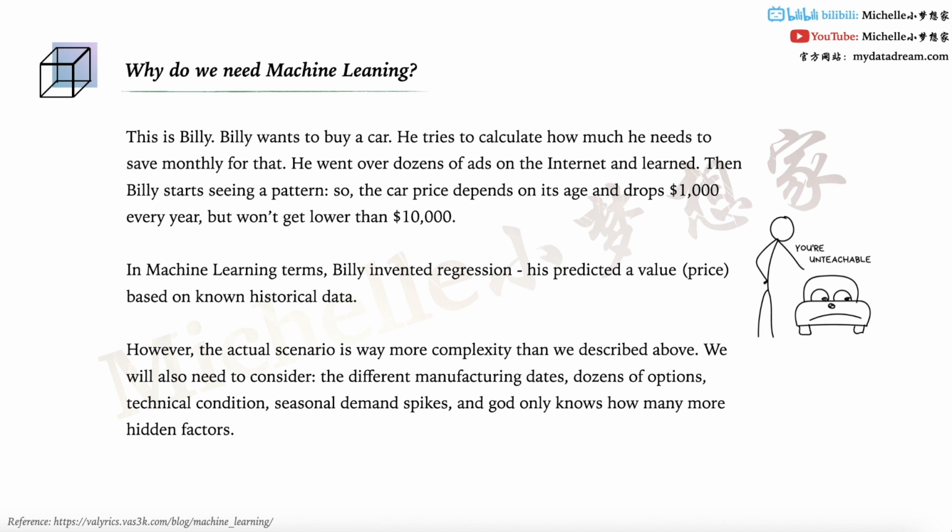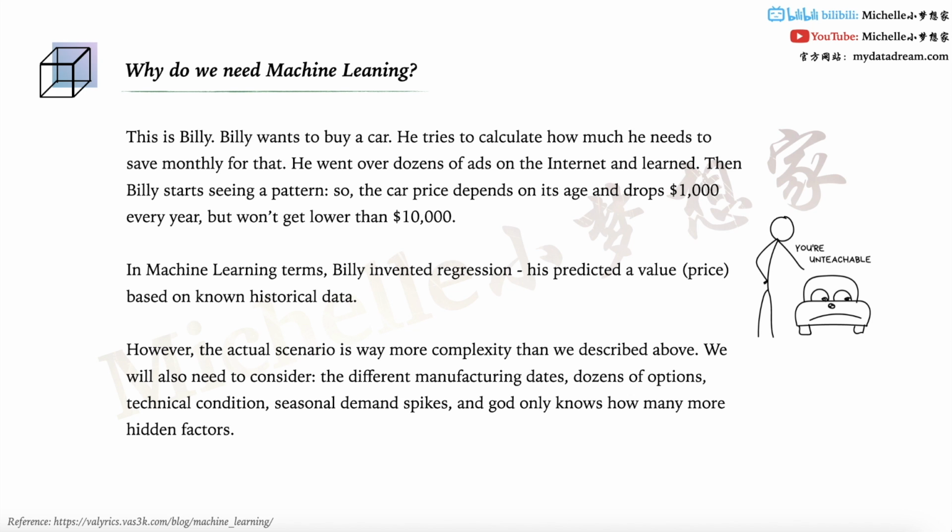Like all of us, he goes to the internet and checks a lot of relevant information and advertisements. And then he found a rule, saying that there is a very obvious relationship between the price of the car and time, as it decreases by $1,000 per month, but the price will not be lower than $10,000. This case, in machine learning, is a regression-related case. That is, we need to predict the price of a specific car based on the known historical data.